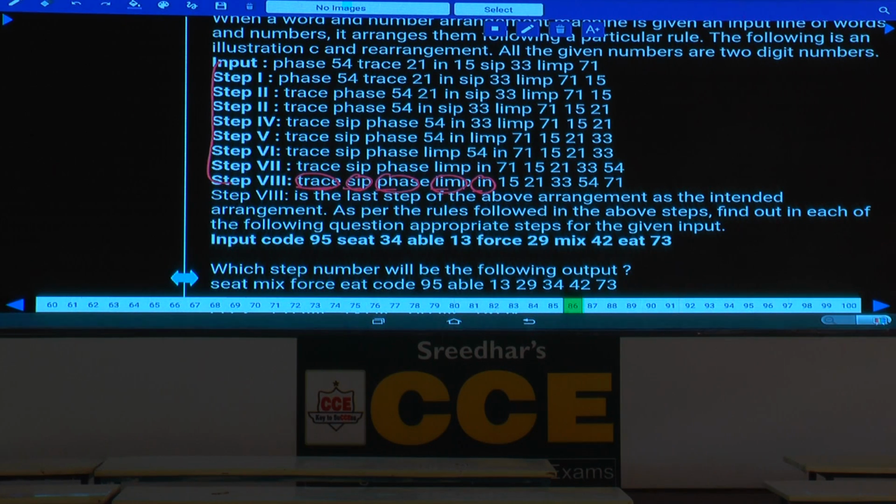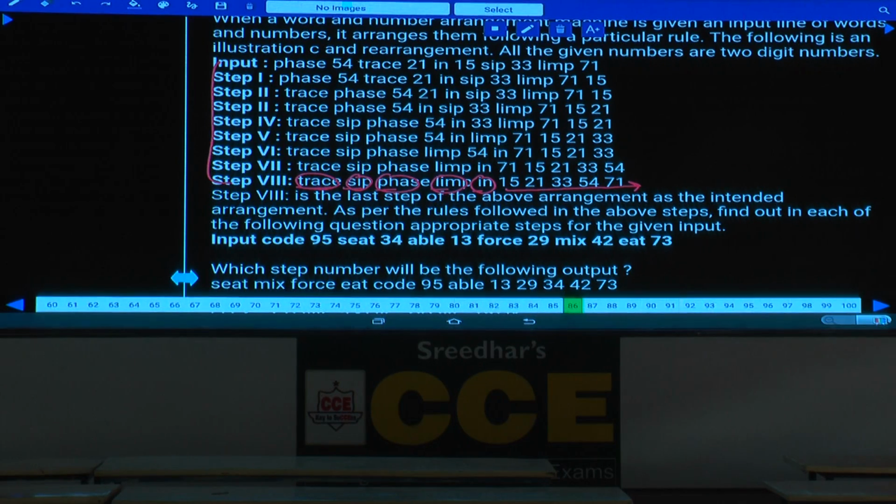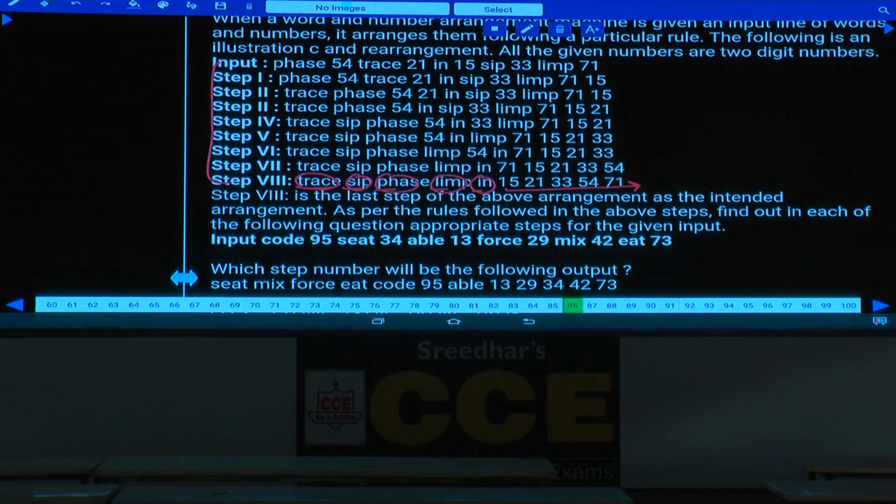All these words are arranged in the descending order, isn't it? And coming to these numbers 15, 21, 33, 54, 71, all these numbers are arranged in the ascending order. Numbers in the ascending order and words in the descending order. Clear now? Words in the descending order, numbers in the ascending. This is the logic. Now we need to find out the method involved in this.